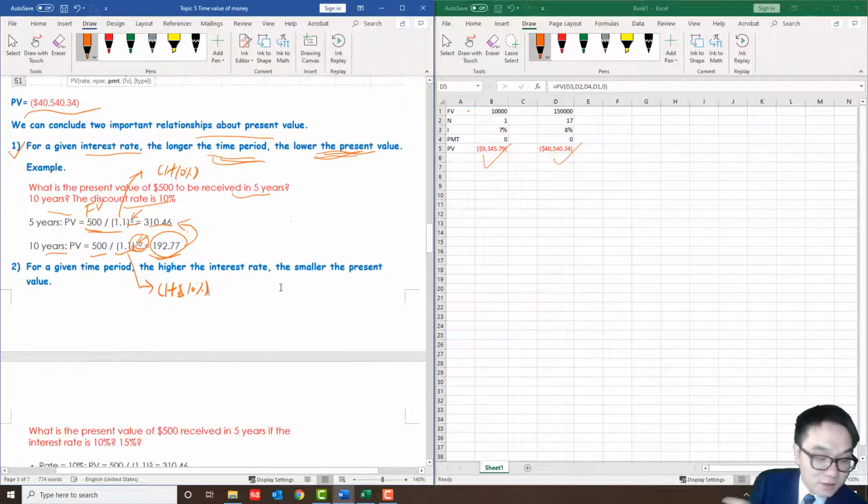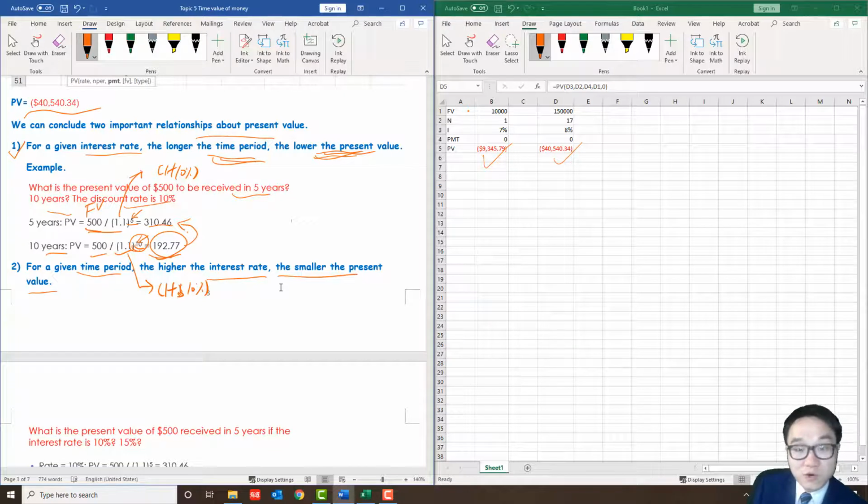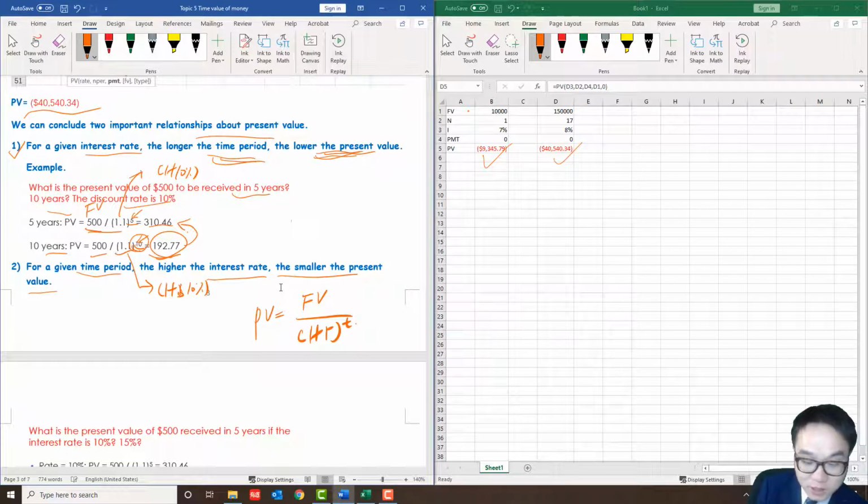Next, for a given time period, the higher the interest rate, the smaller the present value. That makes sense if you look at the formula: PV equals FV divided by 1 plus R to the power of T. For a given period, time is given. Time is a constant number. The higher the interest rate, the higher the R, the smaller the present value.